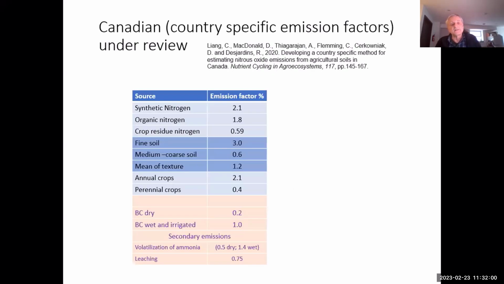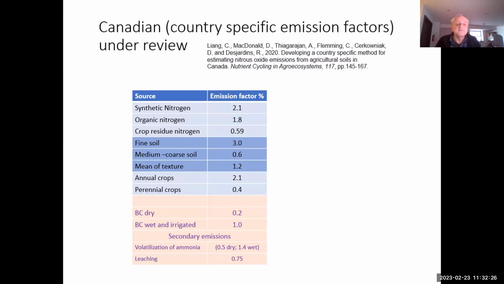So here are some examples of Canadian emission factors, just to give you a sense of it. And these are under development. There's a reference there if you want to read more about what is being done and what the approaches are. But you can see that organic nitrogen, which is, let's say, manure, is slightly lower than synthetic. Crop residues have an emission factor. Then you can see that the emissions are quite a bit higher on fine texture soil and coarse texture soils.